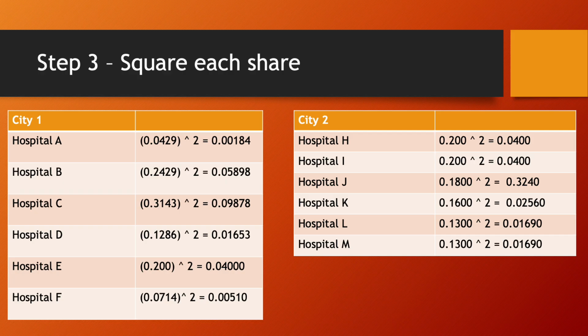The next step would be squaring each share. So, following along with the formula, squaring makes the large hospitals count more heavily in the total since they have greater market power. For instance, City 1's largest hospital, C, has a share of 0.3143, and once you square it, it becomes 0.09878.